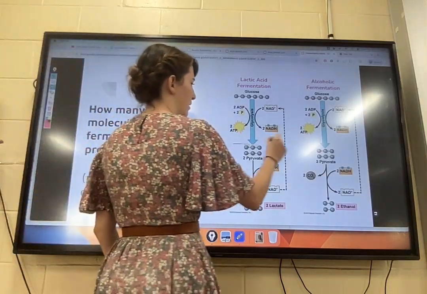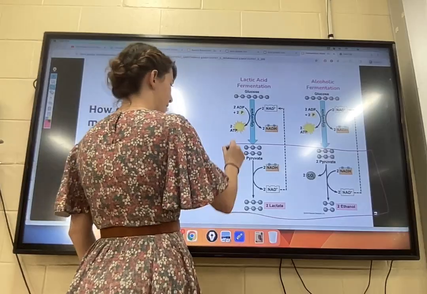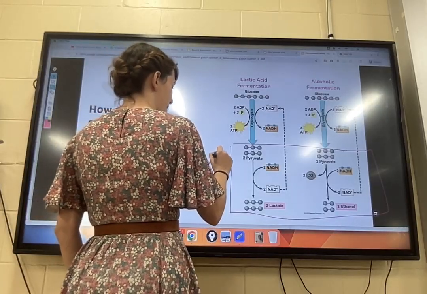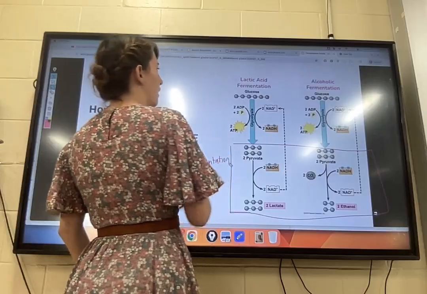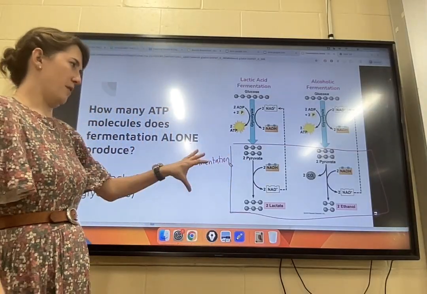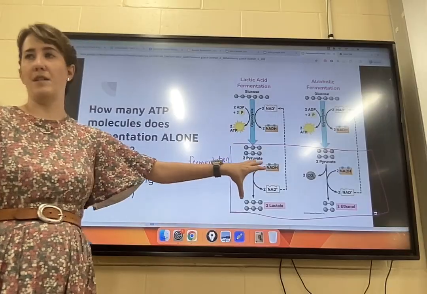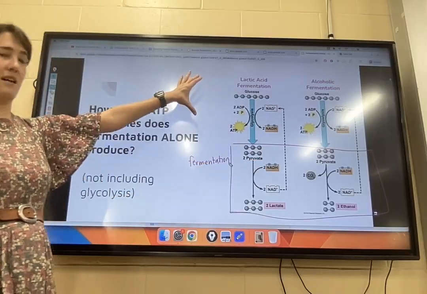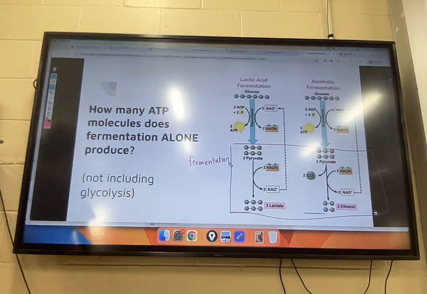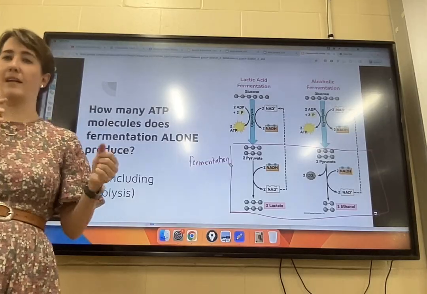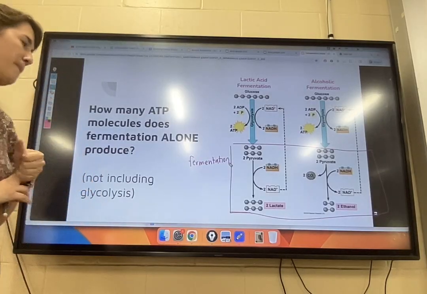This part alone, this is the fermentation part. Oftentimes, and I think they did this in the video, people lump together fermentation and glycolysis as one process. This is the fermentation part. This is glycolysis. Glycolysis can be partnered with fermentation, or it can be partnered with those steps of aerobic respiration, like we saw with the pyruvate oxidation and the citric acid cycle and the electron transport chain.